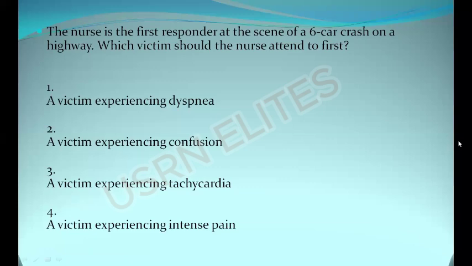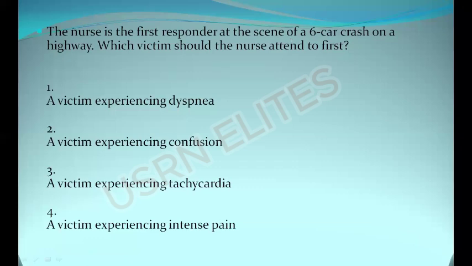When you explain prioritization based on the body systems, you are saying the brain comes first, then followed by the lungs, then followed by the heart, in that order. So I think the victim experiencing confusion, it has to do with the brain. So that's why I'll give it top priority, then followed by the person with the lung problem experiencing dyspnea. Then the heart comes third, and then the last is the fourth. So that's my rationale.